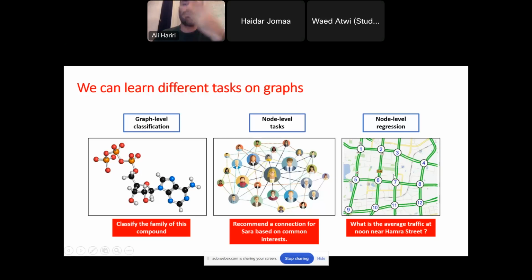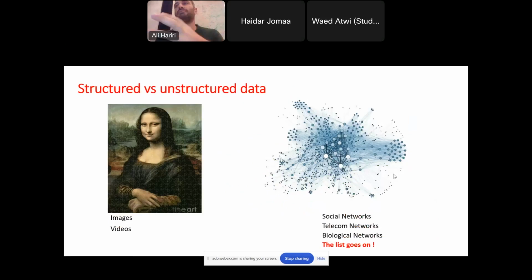And the problem is that most people are usually familiar with a certain type of structure that is what we call structured data. That is images and videos, and all of these Sora-based videos that you see, all of the images generated by diffusion models, they are all grid structures containing pixels with a certain arrangement. But this is not the case for a lot of kinds of data that we see, like social networks, telecom networks, biological networks, and the ones I mentioned above.